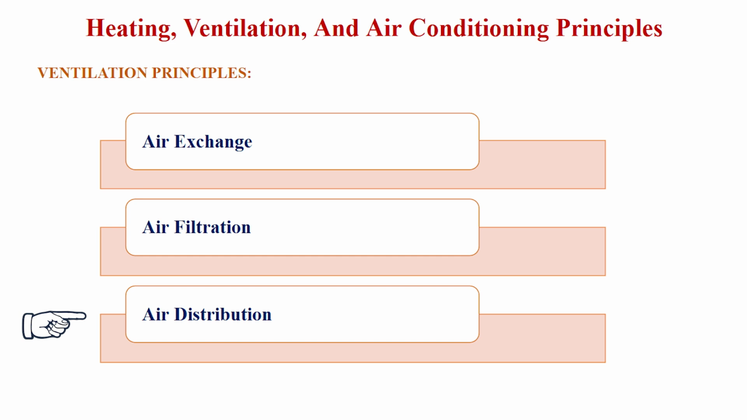Now the third point is air distribution. Ductwork and air handlers distribute ventilated air evenly throughout the building. Proper air distribution ensures consistent airflow and comfort in all areas. So this was the principle of ventilation.